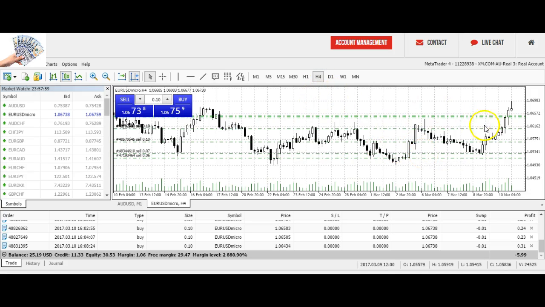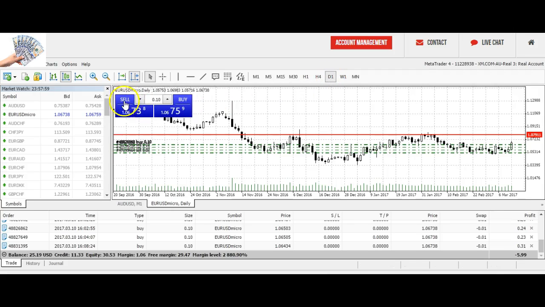This particular screen has been opened up at a 4-hour interval. Let's have a look at the day interval for this particular asset, Euro USD. If you have a look here, throughout December last year to today, it looks pretty flat.